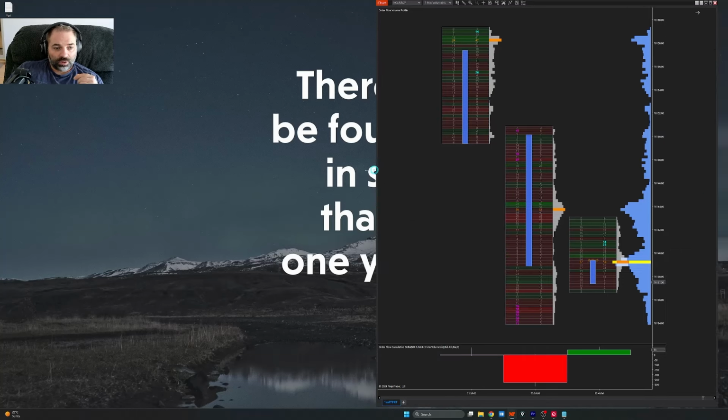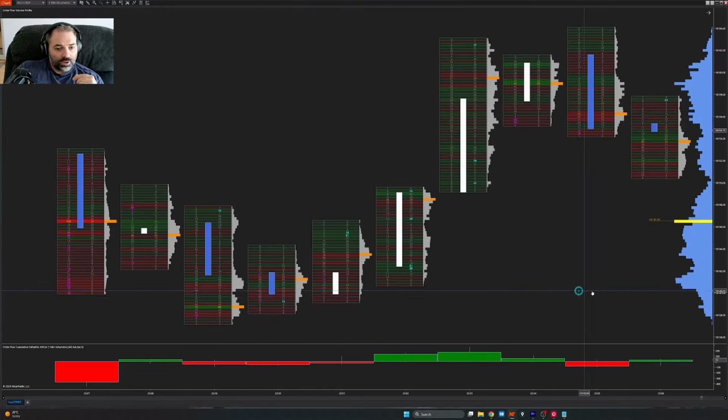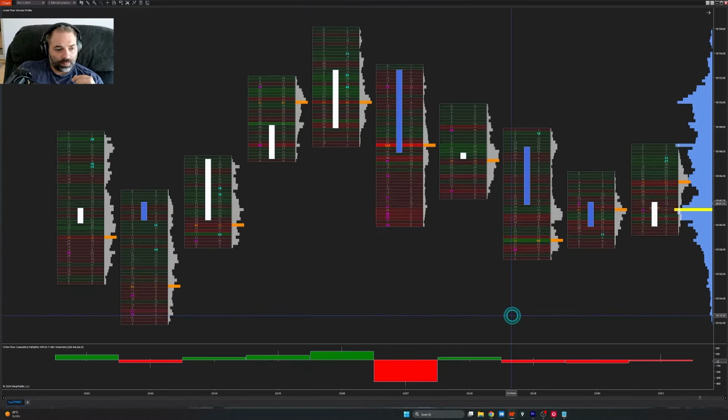So let's just explore a little bit more and see the other one. Obviously, right here, you can see again, we have the zeros, we have the imbalances. So that is a stop run. So now we know what is a sweep, what is a stop run. We have two more things to talk about.